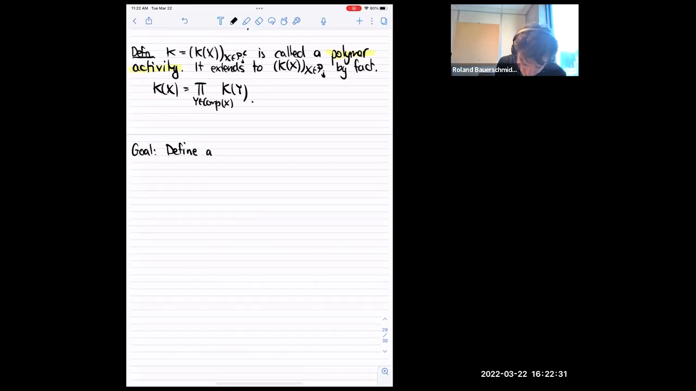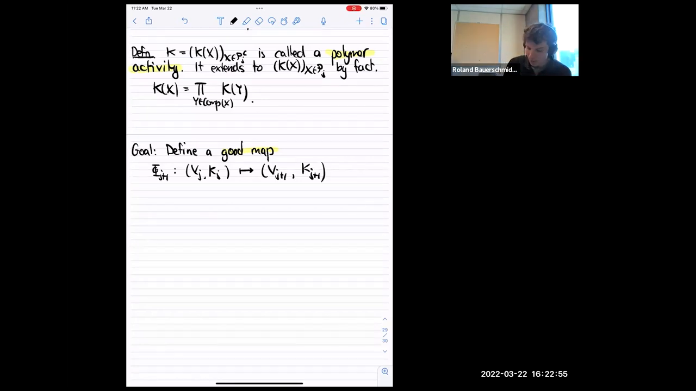So we want to define a good map. We did define some map, but it turns out it wasn't good. We want to define a better one, which maybe I'll call phi j plus one. It maps the coordinates Vj and Kj to new coordinates Vj plus one, Kj plus one. In the map we just saw in the example, we could put anything for Vj plus one. For example, we could just leave it to be Vj, and then it spit out a somewhat more or less complicated formula for Kj plus one, but it again was a polymer activity. So we can define such a map, but we want a better one.